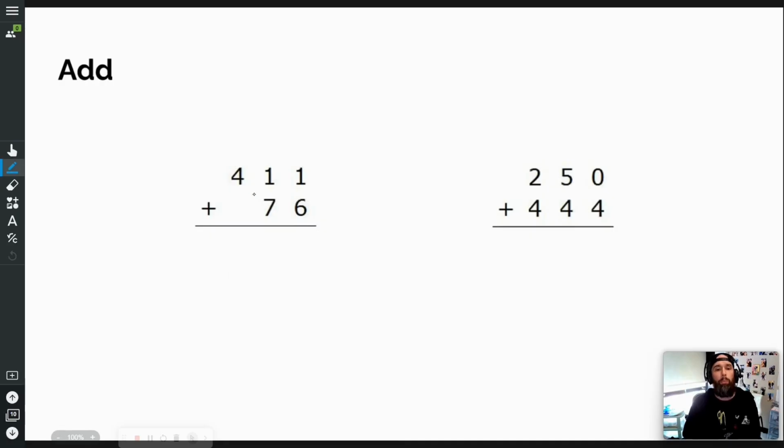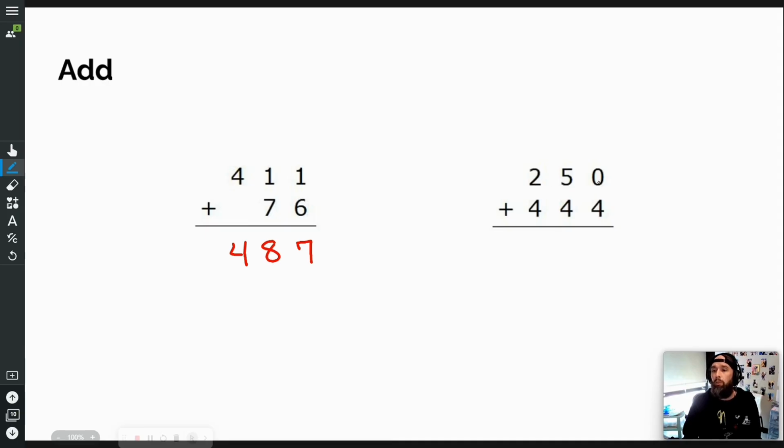Okay, let's keep going. 411 plus 76. Start all the way to the right. 1 plus 6 is 7. 1 plus 7 is 8. And 4 plus nothing is 4. So we end up with 487.